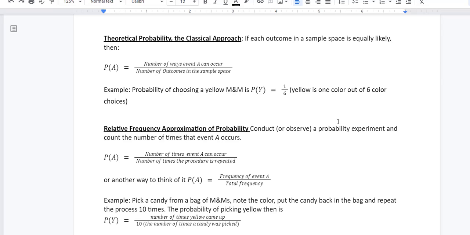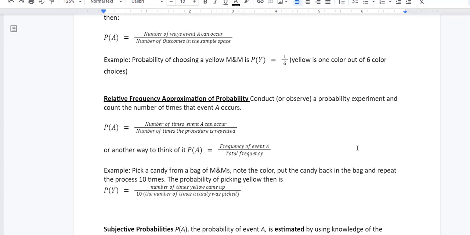Back to our event of picking yellow, that was a simple event and is equally likely, meaning you have the same probability of picking yellow as of picking green or blue or red or any of the other colors. That's what it means to be equally likely. Every outcome has an equal chance of being chosen. So the probability of choosing yellow is P of Y equals 1 out of 6, because yellow is one color out of the 6 color choices.